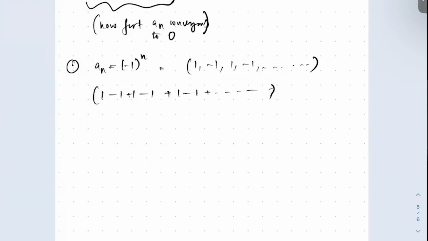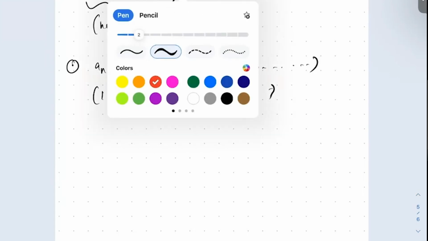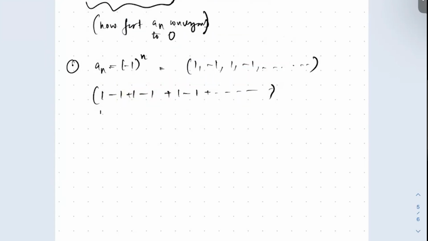But understand, the partial sums behave very differently here. If you just take the first one, it will be 1. If you take the next two, it will be 0, then again 1, then again 0. So it's a 0, 1, 0, 1 sequence, right? Therefore it doesn't converge.